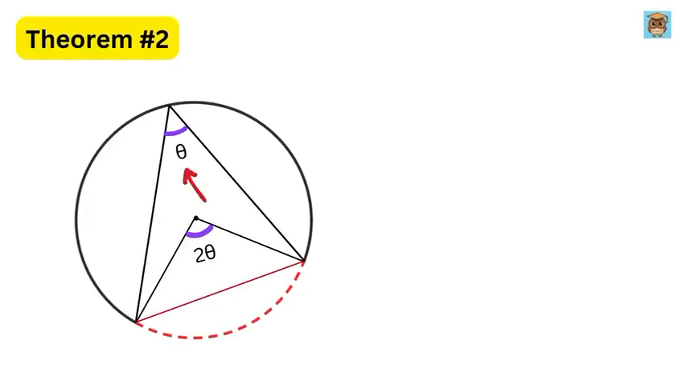So, if this angle is 40 degrees, then this central angle will be twice of it, or 80 degrees. But if I draw like this, then this angle will be 40 degrees using the first theorem we just saw.